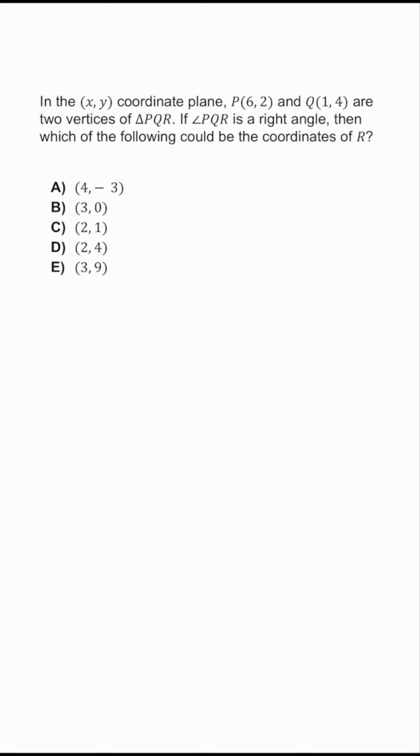In the xy coordinate plane, point P at (6, 2) and point Q at (1, 4) are two vertices on triangle PQR. If angle PQR is a right angle, then which of the following could be the coordinates of point R? This is a great problem where a sketch could be helpful.